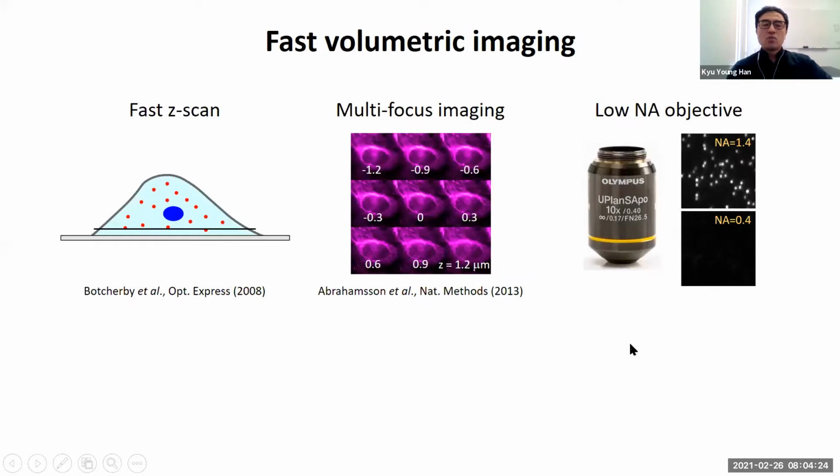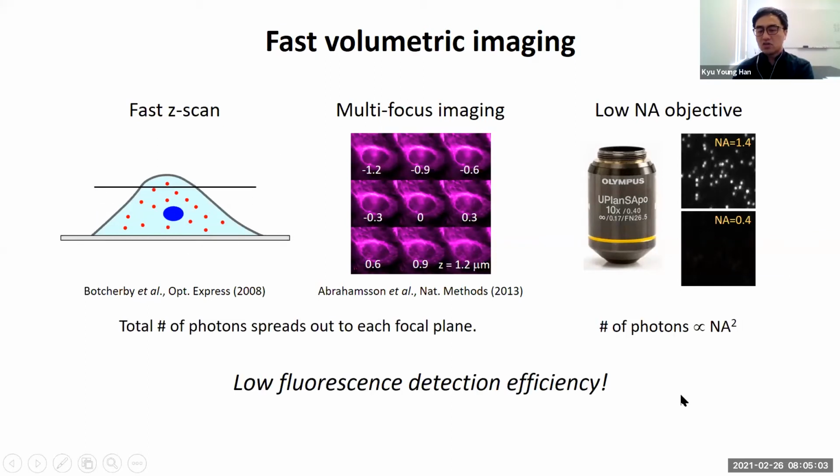So to overcome this slow and low throughput in fluorescence imaging microscopy, people have proposed many different approaches to achieve fast volumetric imaging. One of the most popular approaches is to simply scan fast, or we can split up multiple focal planes onto different areas of the camera, or we can simply use a low numerical aperture objective lens to extend the imaging depth of field. However, all these approaches have a limitation of low fluorescence detection efficiency.